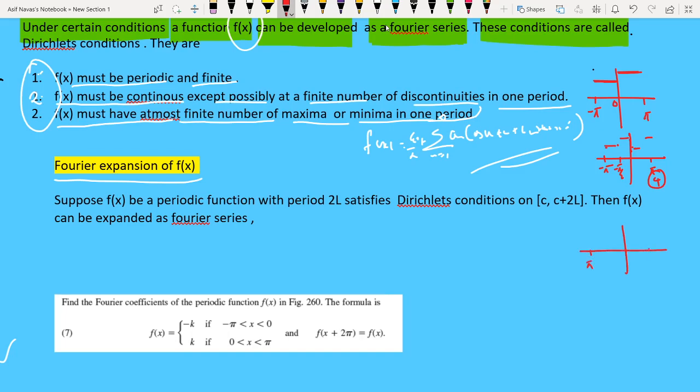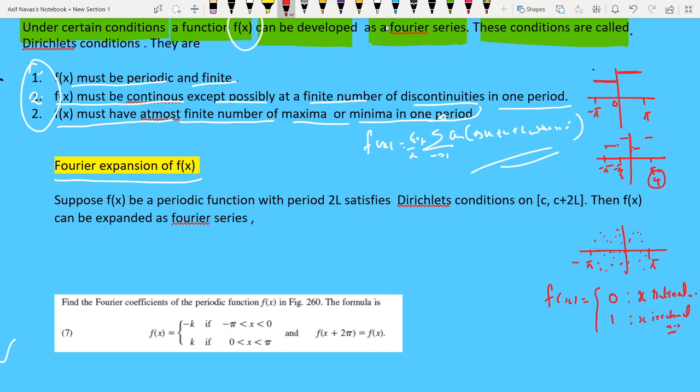Like if I define a function like this, f of x equal to 0 when x is a rational number, and f of x is 1 when x is an irrational number. So rational and irrational numbers are spread out, right? Between two rational numbers there are infinitely many irrational numbers.